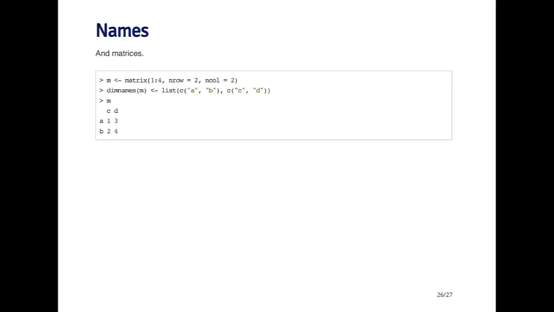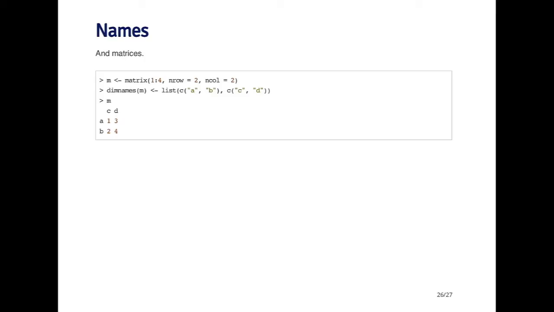Finally, matrices can have names. These are called dim names. So here I've created a matrix from the sequence 1 to 4. It's a 2 by 2 matrix. And when I use the dim names function, I assign it a list where the first element of the list is the vector of row names, and the second element of the list is a vector of column names.